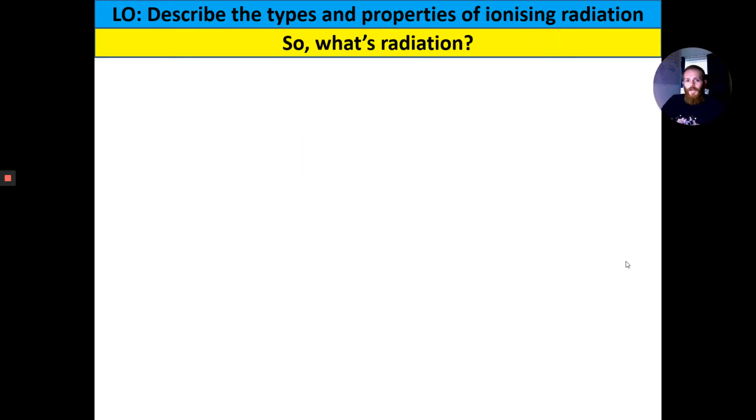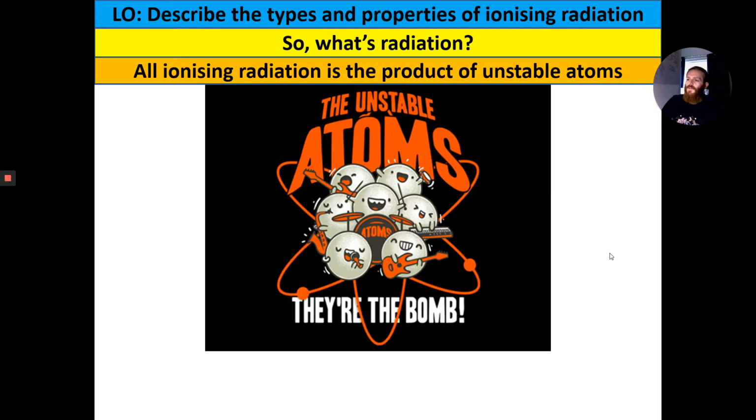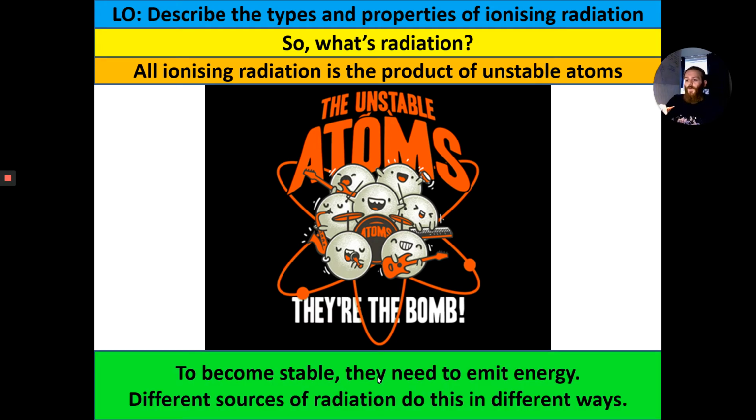Right then, radiation. I've just told you radiation can cause things to become ions, and there's something called ionizing radiation. What actually is radiation in the first place? So all ionizing radiation is a product of unstable atoms, and they're unstable usually because they're massive, they're enormous, and the bigger an atom is, the more energy it's got, and the more energy something's got, the more unstable it becomes. So anything after about lead on the periodic table, we're talking about some seriously big atoms there, and if they're big atoms, they're unstable, and there's a good chance that they'll be radioactive.